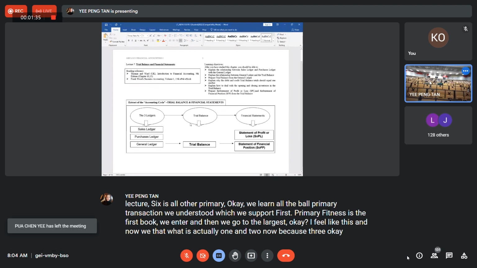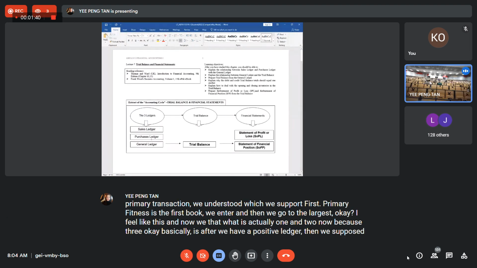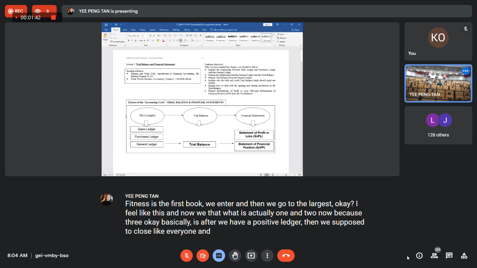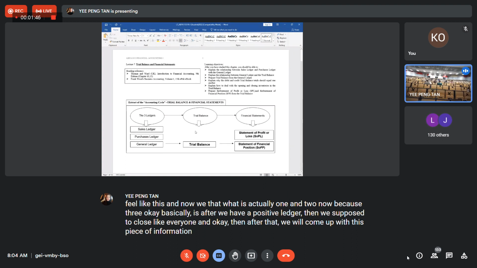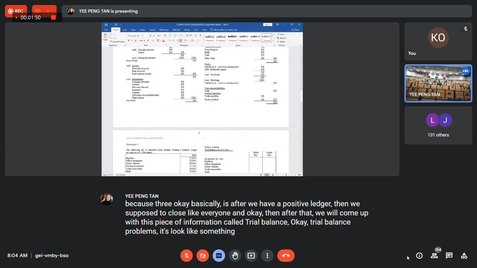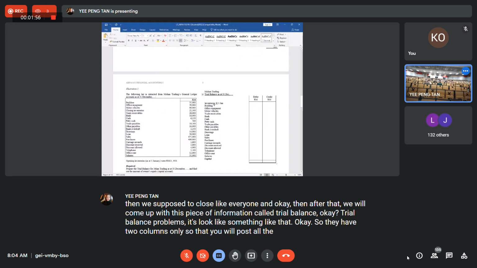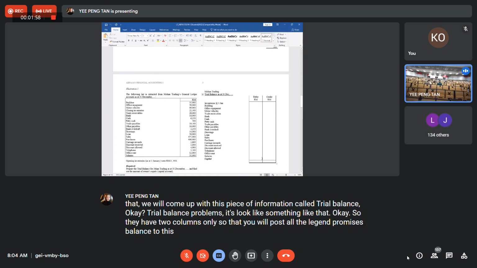Episode 3 is after we have posted the ledger, then we are supposed to close the ledger every month end. Then after that we will come up with this piece of information called the trial balance. A trial balance looks something like this, with only 2 columns, so that you post all the ledger closing balances to this trial balance. So what is called trial? Trial means try to see whether it balances or not.